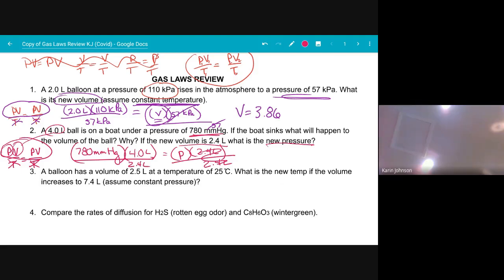And we divide this by 2.4 liters. So to calculate this one, 780 times 4, and then equals is the way I do it, divided by 2.4. And you should get pressure is equal to 1,300 millimeters of mercury. How did that go, everybody? Any questions?